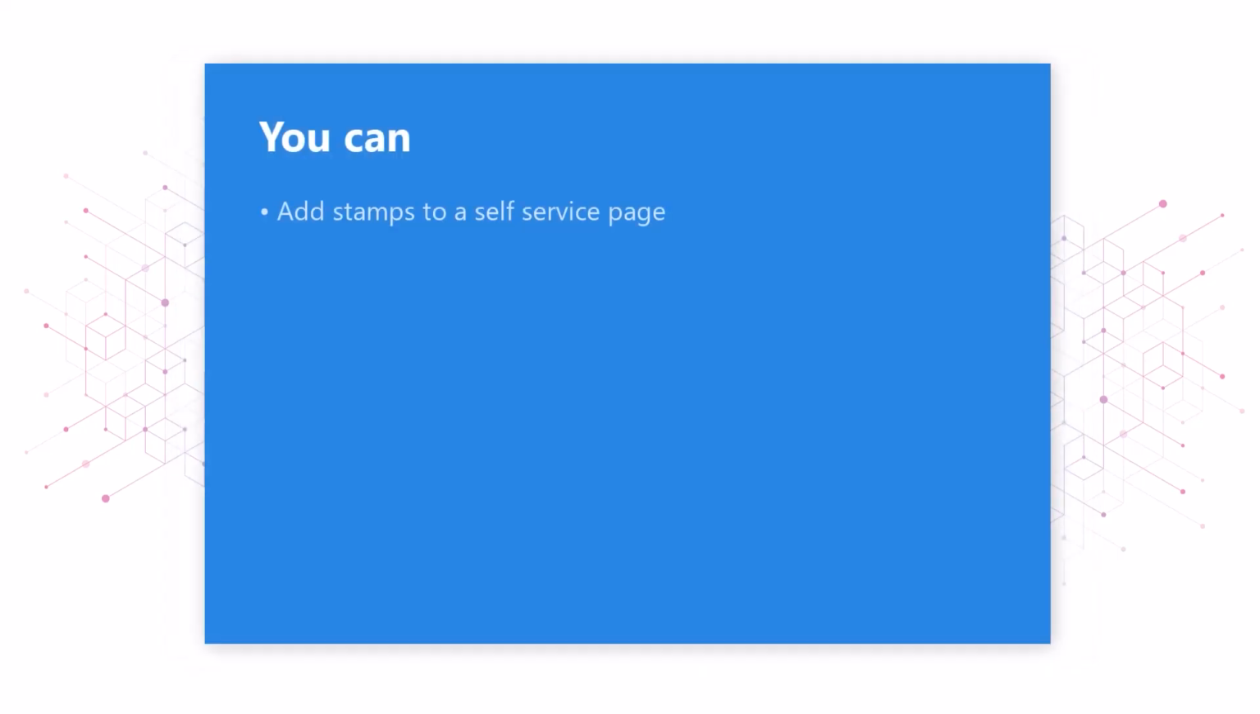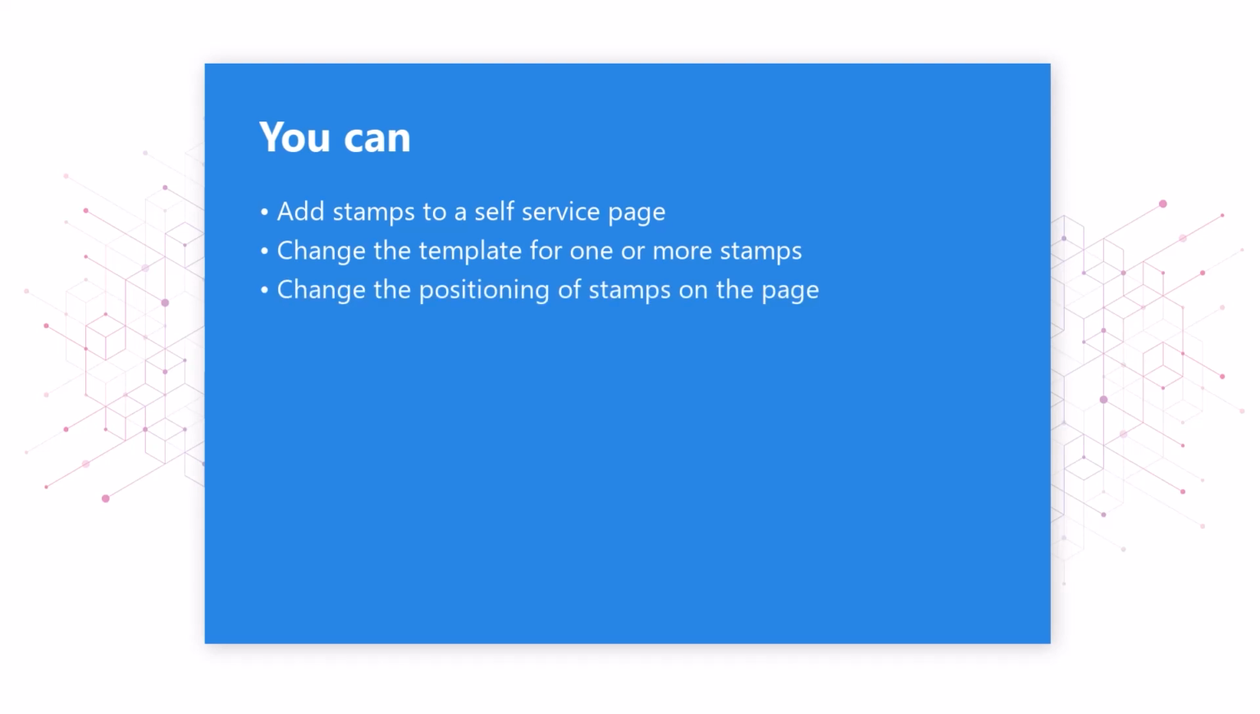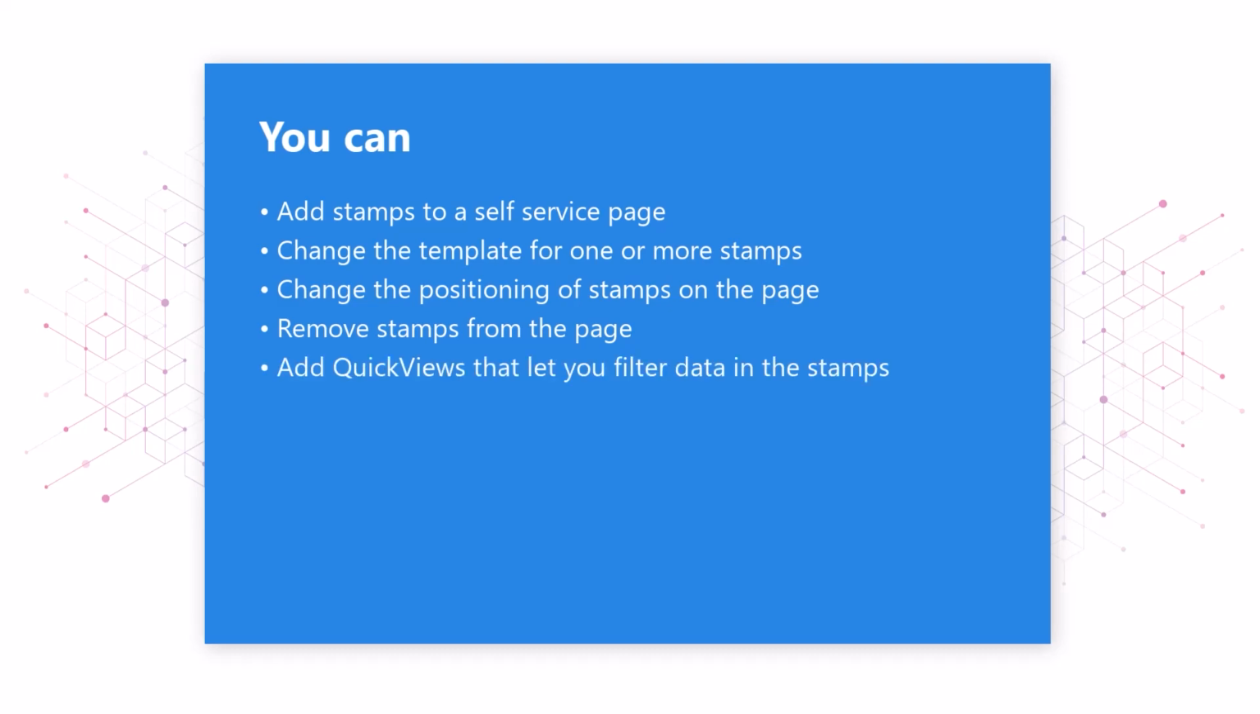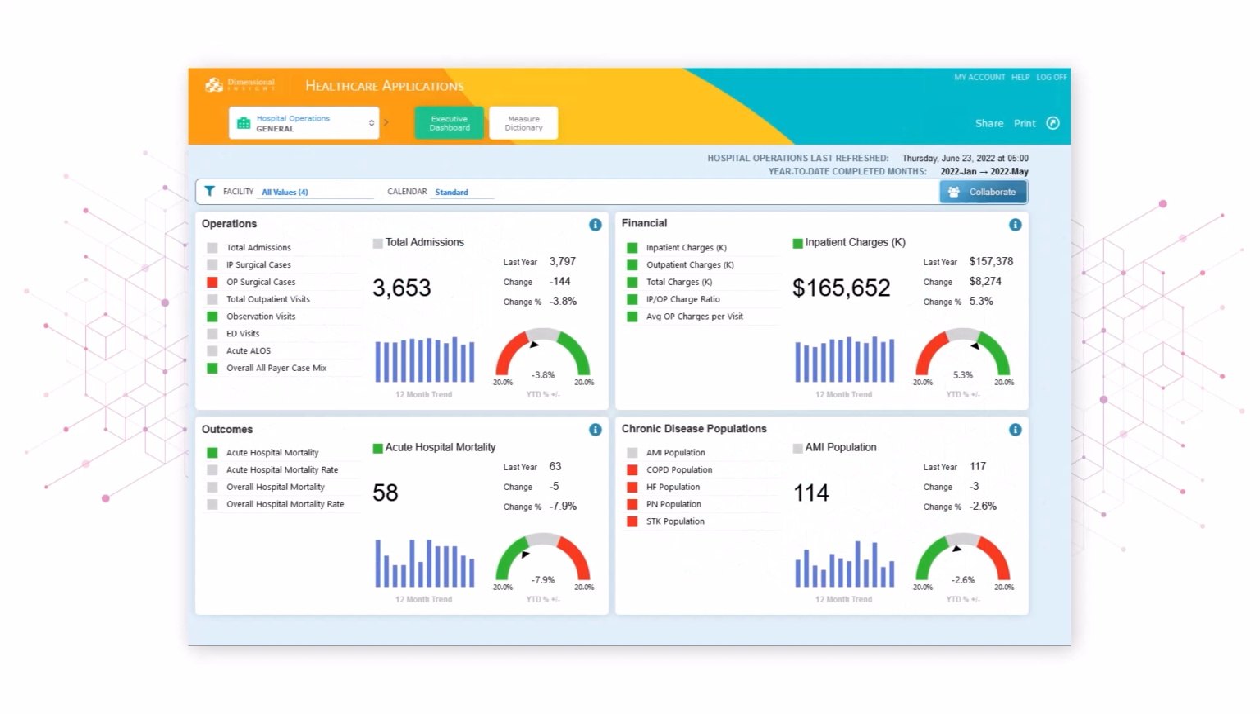You can add stamps to a self-service page, change the template for one or more stamps, change the positioning of stamps on the page, remove stamps from the page, and add QuickViews that let you filter the data in the stamps. For example, let's say you're using a healthcare application with a hospital operations section that includes an executive dashboard.